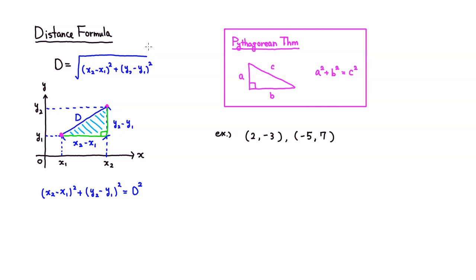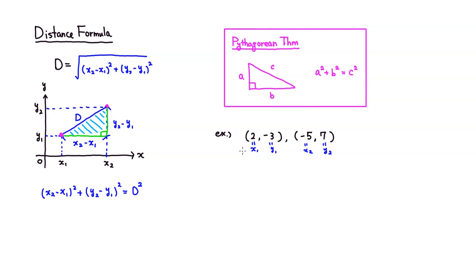Let's look at a quick example here. Let's say you have 2 points, 2 comma negative 3, and the second point is negative 5 comma 7. Let's find the distance between them. I'm going to name these: x1 comma y1 and x2 comma y2. If you decided to call the first one x2 comma y2 and the second one x1 comma y1, it will not make any difference. You're going to get exactly the same answer.